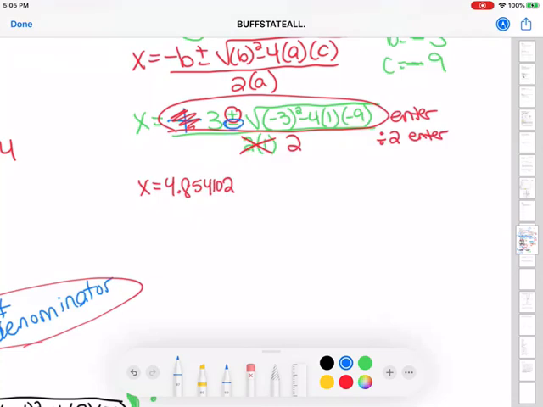Now you want to plug it in the exact same way, but with the minus. So again, plugging in just the top, 3 minus the square root of parentheses negative 3 parentheses squared minus 4 times 1 times negative 9. Press enter, then divided by 2, enter. And here's the other answer you should get.